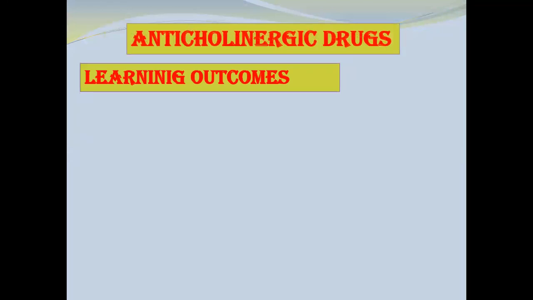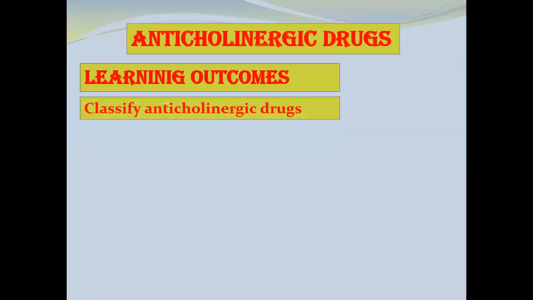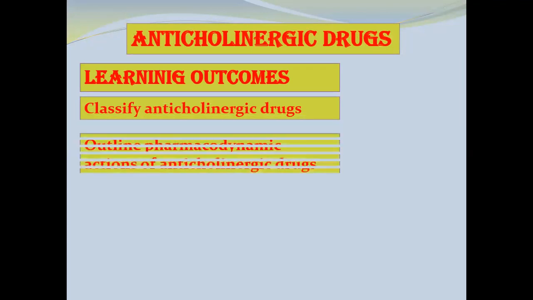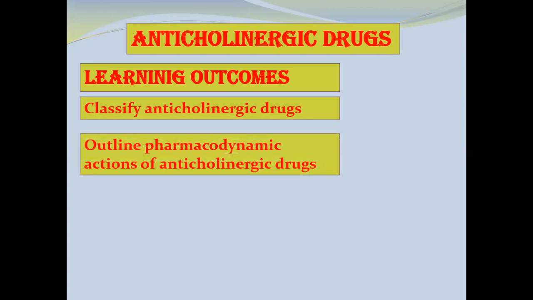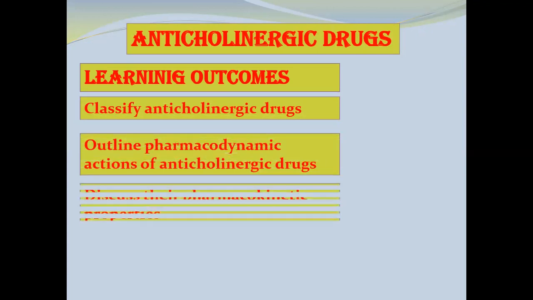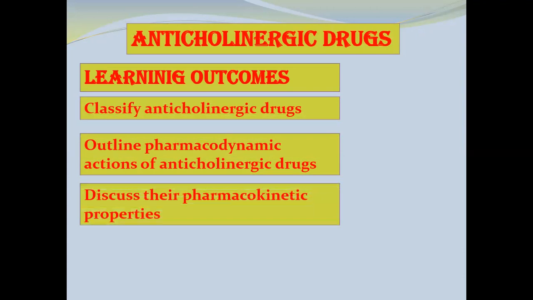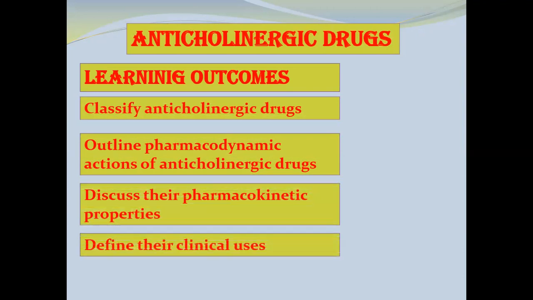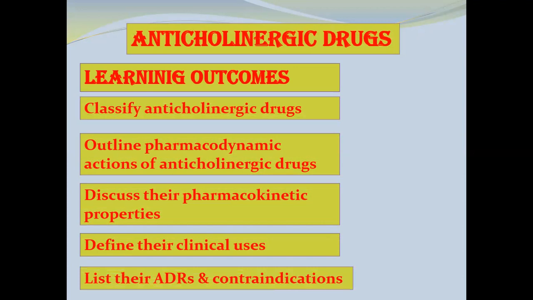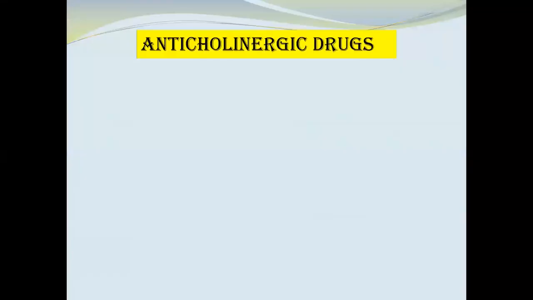So in summary, that is the topic we are going to cover today. We are going to understand these anticholinergic drugs in terms of classification. We will check their pharmacodynamics, the actions of anticholinergic drugs. We will look at and discuss their pharmacokinetic properties. We will define their clinical use, their adverse drug effects and the contraindications of these drugs. So let us start with anticholinergic drugs.